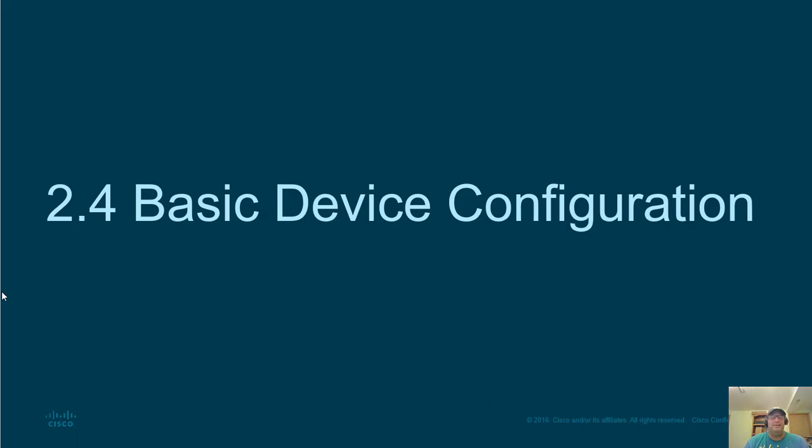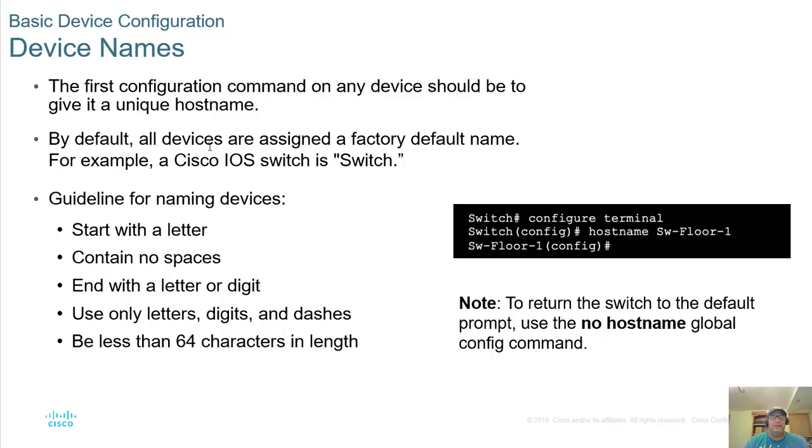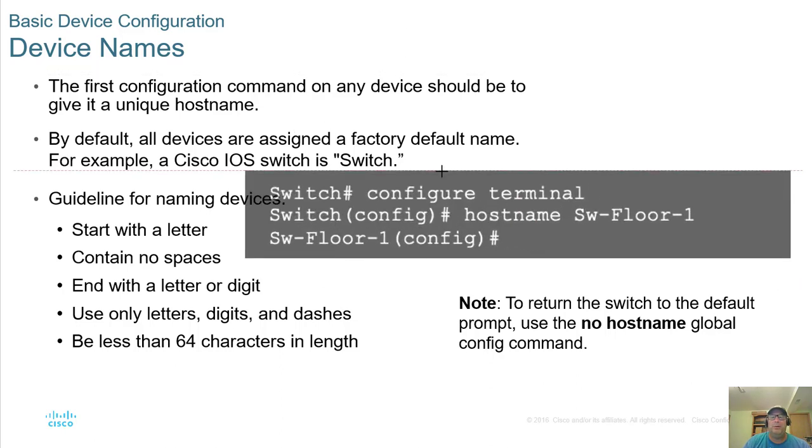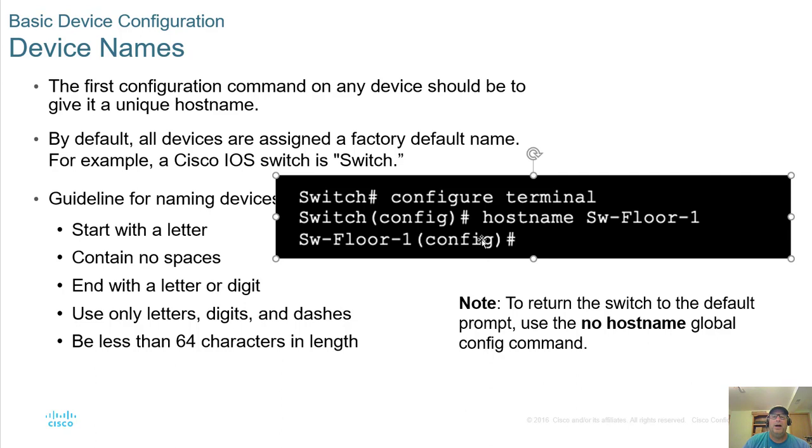2.4 basic device configuration. Device names. The name that we're going to use for a device is the host name. It's easy to configure. They do it right here. There are a couple of parameters that go along with it. So you can see in global config, somebody typed in all of configure terminal, even though in the last slide we told you to just type in CONF space T. But you get the basic idea. It takes you to the same place.